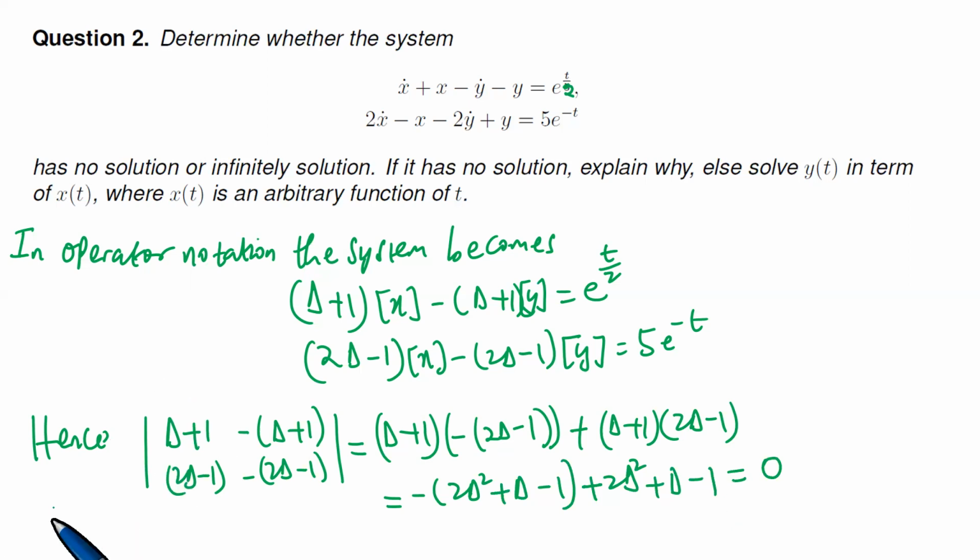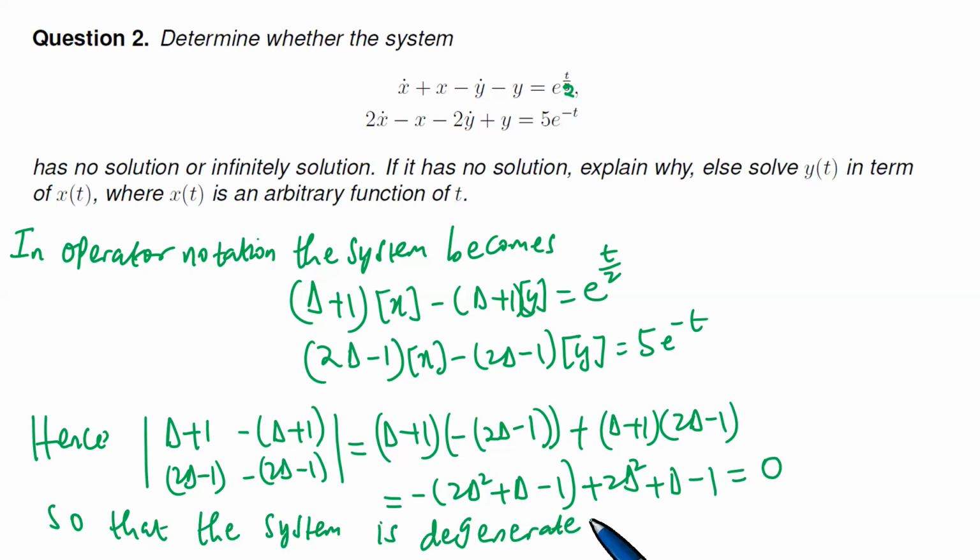Okay, and this observation makes us infer that the system is degenerate. Right, the system is degenerate. The conclusion of degeneracy arises from the fact that the determinant of the coefficient matrix here becomes 0.